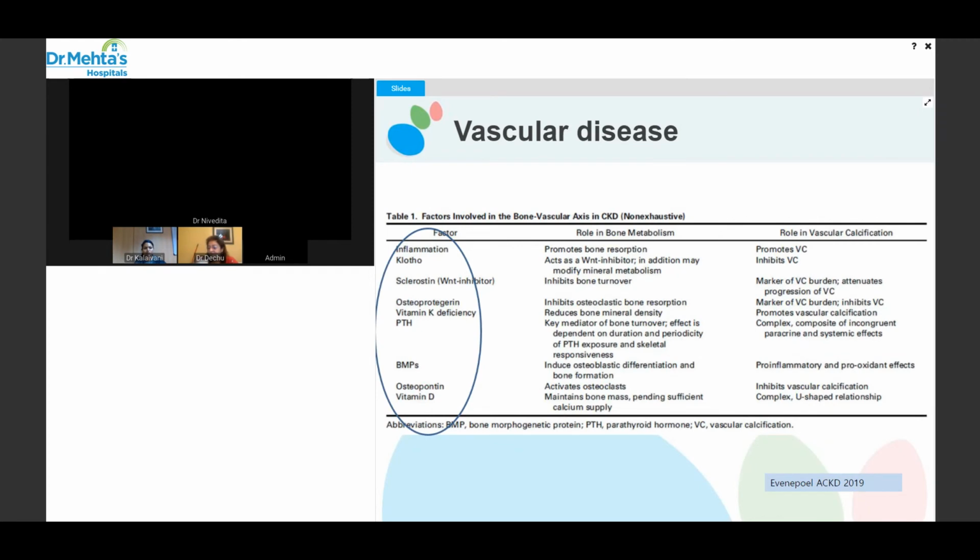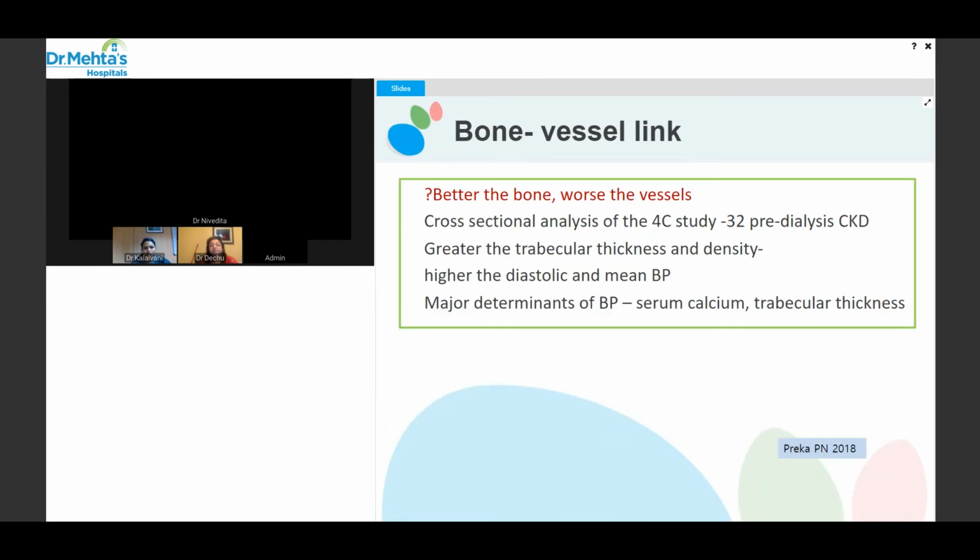Again, sclerostin, which is still being studied, and the role is not yet implicated well. Klotho, along with PTH, are important in causing vascular disease in CKD. The bone-vessel link has opened up new avenues for research in both adults and pediatrics. In adults, it has been shown quite well that demineralization of the bone is associated with calcification of the vessels. So worse the bone, worse the vessels. However, this is not so simple in children with CKD, where perhaps better the bone, worse the vessels is the hypothesis.